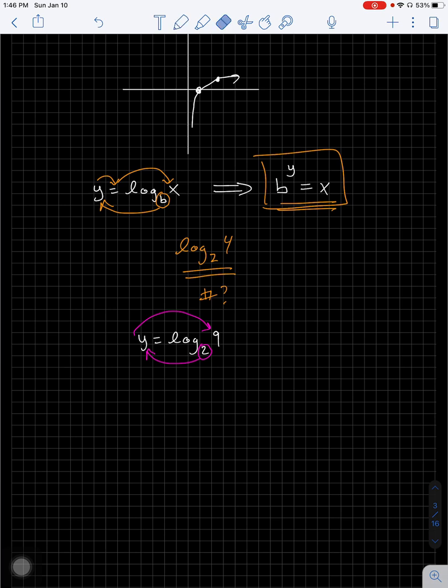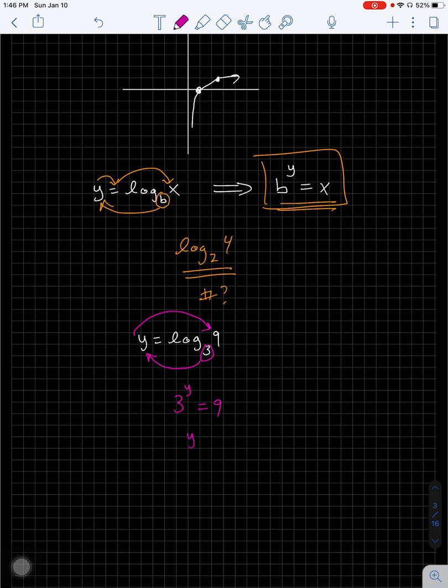And I messed up this example. I meant to write a 3 here. So can I change that? Sorry about that. There we go. I was thinking backwards in my brain. So I'm writing 3 to the y equals 9. So 3 to the y equals 9. Now look at it. What does y equal?